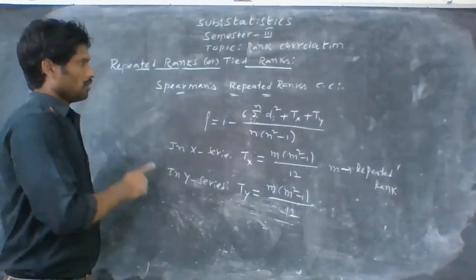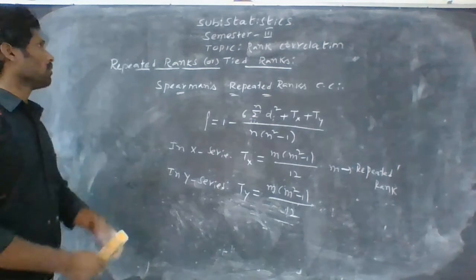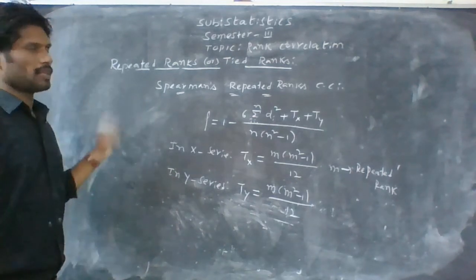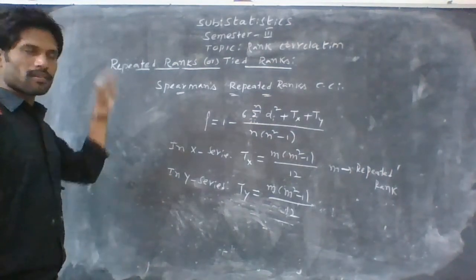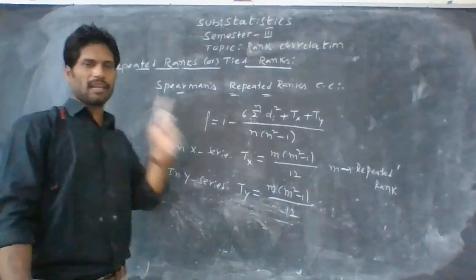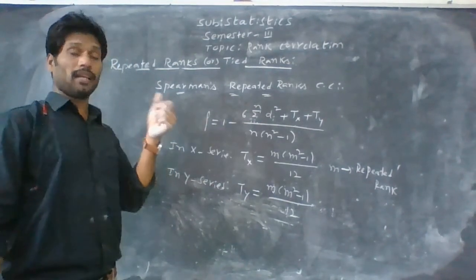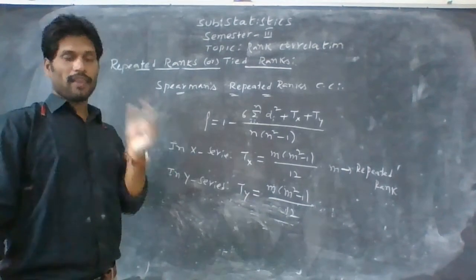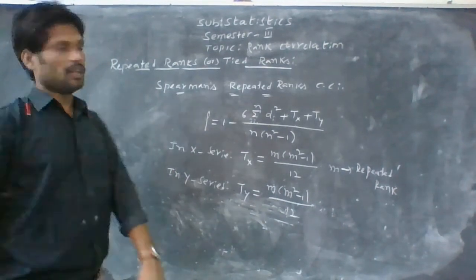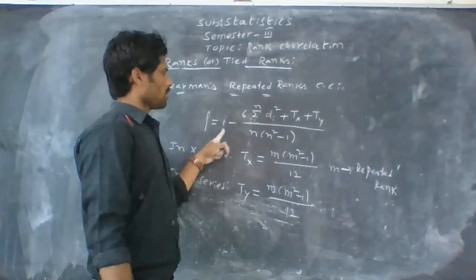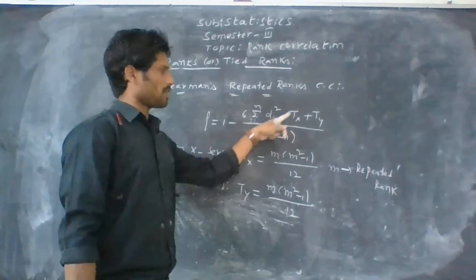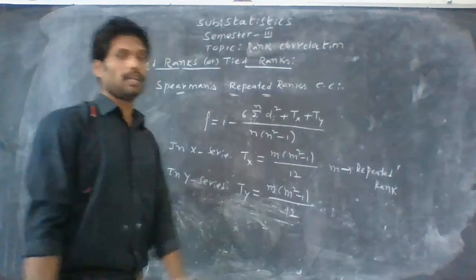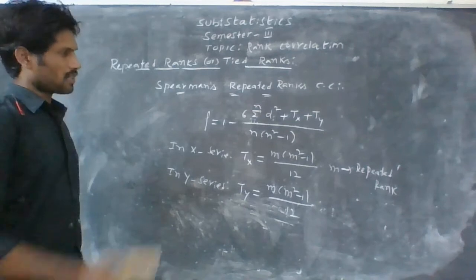So first of all, we go into repeated ranks. Once again, in the X values, the highest value takes rank 1; for a repeated value, we take the average of the ranks, and that value is given to each of them. So rho is equal to 1 minus 6 into summation di square plus tx plus ty by n into n square minus 1.